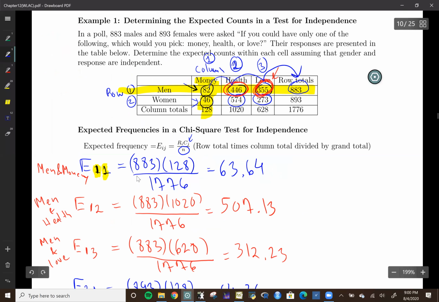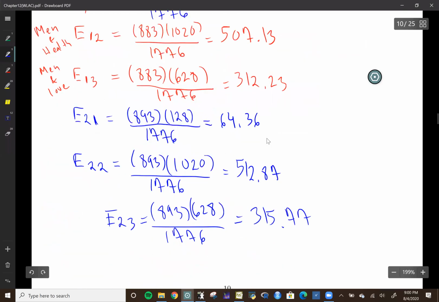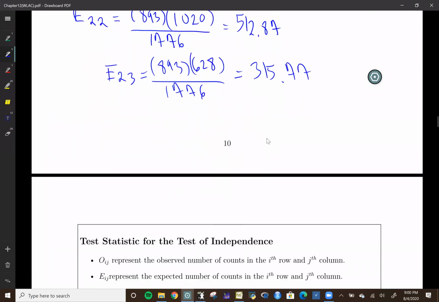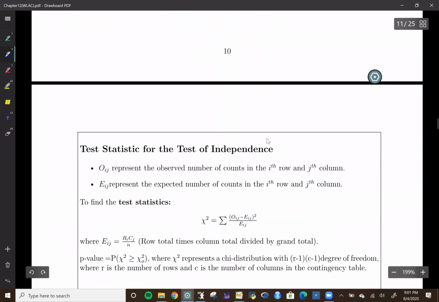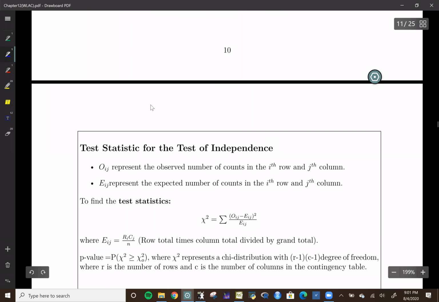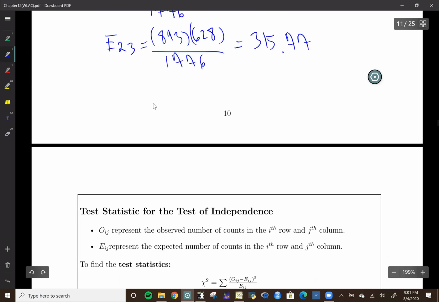But for the test, this is the only thing I'm going to ask you for 12.2. So for 12.2, you don't really have to do the homework because the homework is going to ask you to do a hypothesis test. Just practice how to get the expected value. If you know how to do the expected value for this one, you should be fine.